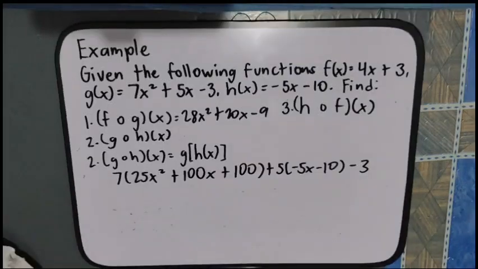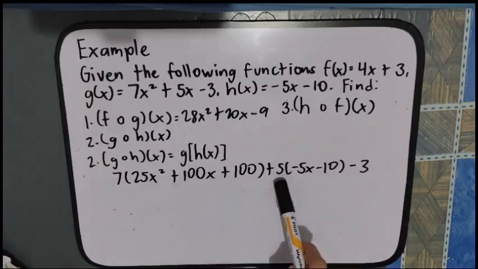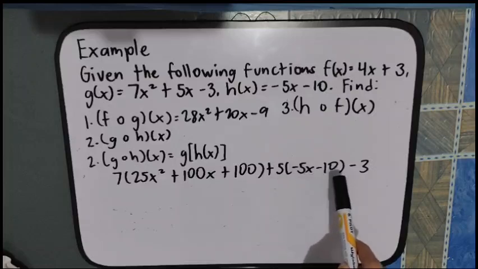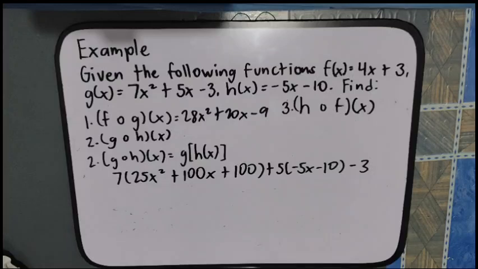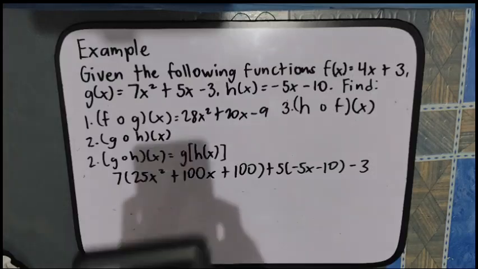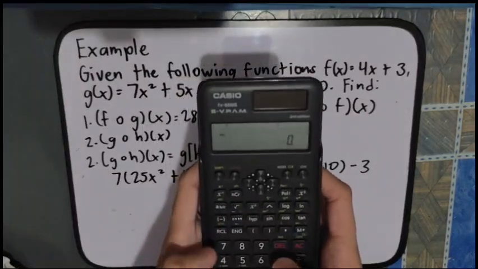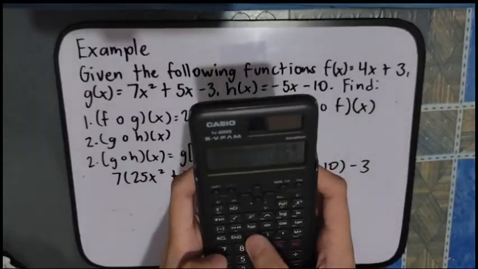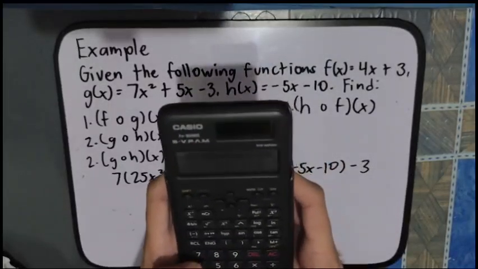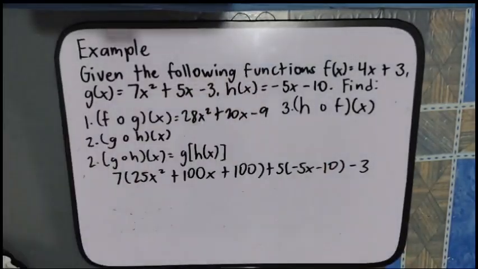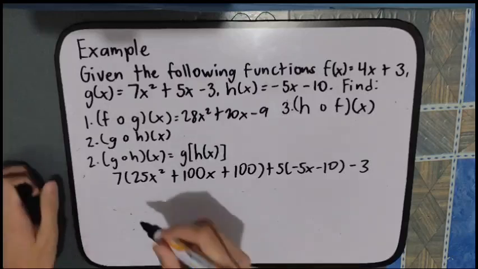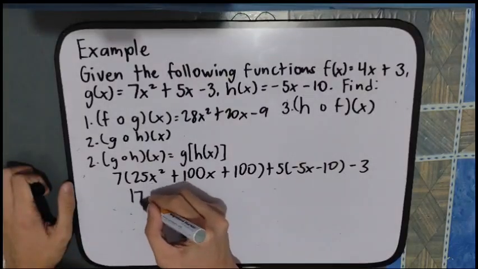Now, after solving inside the parentheses, we can distribute and multiply 7 with these 3 terms here and 5 with the subsequent terms here. So 7 times 25x squared. Let's get our calculator and type 7 times 25. We have 175. So 7 times 25, we have 175.